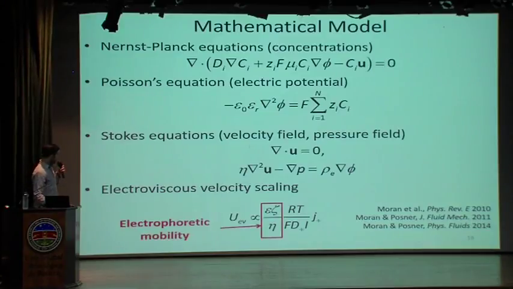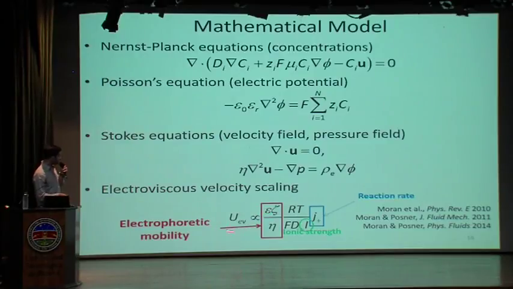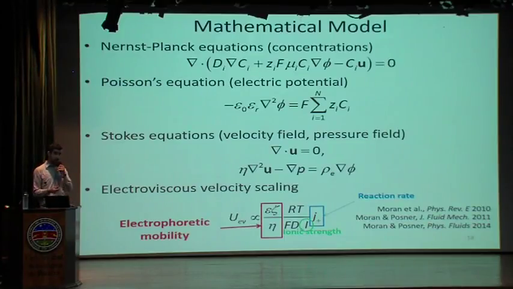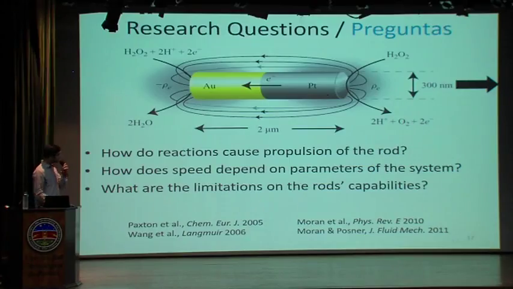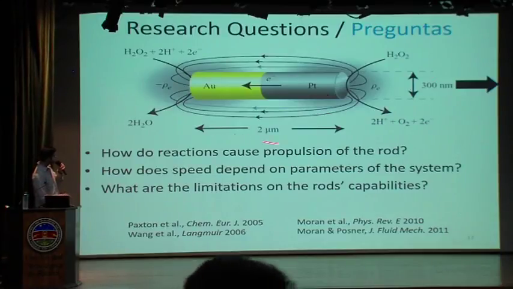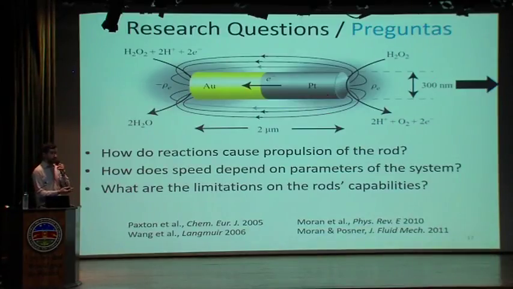And finally, just based on the governing equations, we can predict how the speed will depend on these parameters. So what you're seeing here is the electrophoretic mobility, again, dielectric constant, zeta potential, and viscosity. J is the reaction rate. So what you see here is that the rod is essentially acting like a battery or a fuel cell. Okay? So on platinum we have oxidation of peroxide. So we take peroxide and we produce protons, oxygen, and electrons.